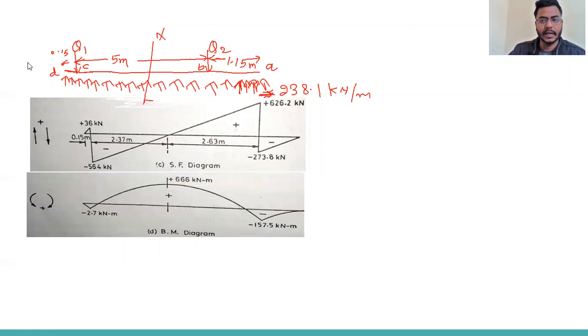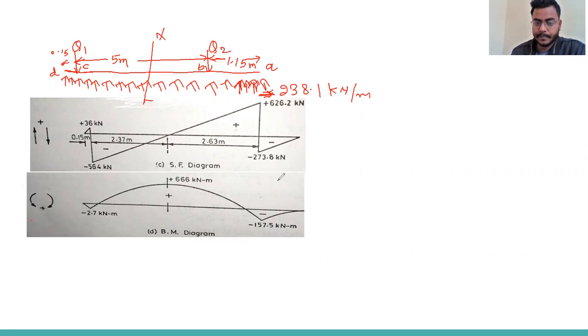So this is the bending moment diagram. I will explain how we are getting this. So we have taken the assumption of sign convention. If you are coming from the right side, a clockwise direction will be the positive. But if you are working from the left side, anti-clockwise direction is positive.